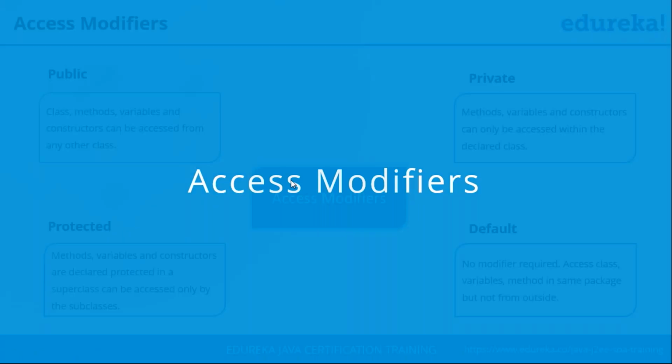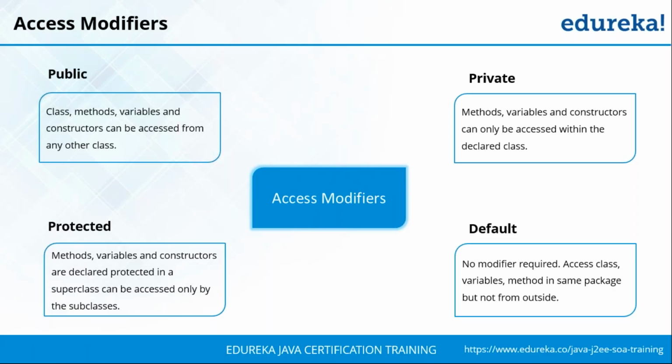Public is an access specifier. Similarly, we have three more: private, protected, and default. I'll give you a simple understanding of what these are and why they're important and useful for us. My first specifier is public. Public, as the name says, is accessible from everywhere. If you declare a class, method, or variable as public, it can be accessed from any other class or package.